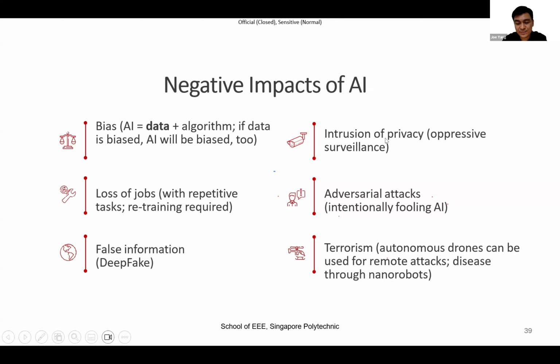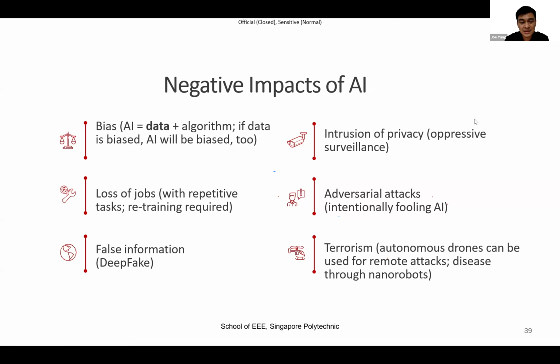Next, intrusions of privacy. Because of AI, you notice that many places have a lot of cameras installed. This could be a form of privacy issue in the future, because everywhere you look there are cameras. Then adversarial attacks: some AI tools are deployed to fool, and some intentionally fool AIs, so there could be adversarial attacks. Terrorism with AI is possible. One country can send autonomous drones to strike other countries, and using intelligence systems, you can strike with centimeter-level accuracy. You can do that in today's cyber war.